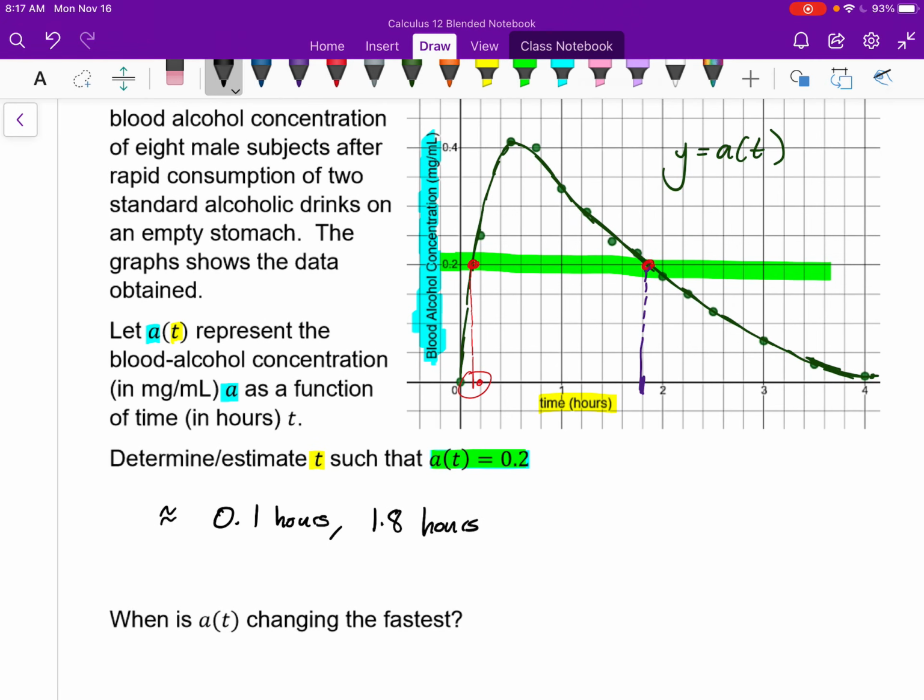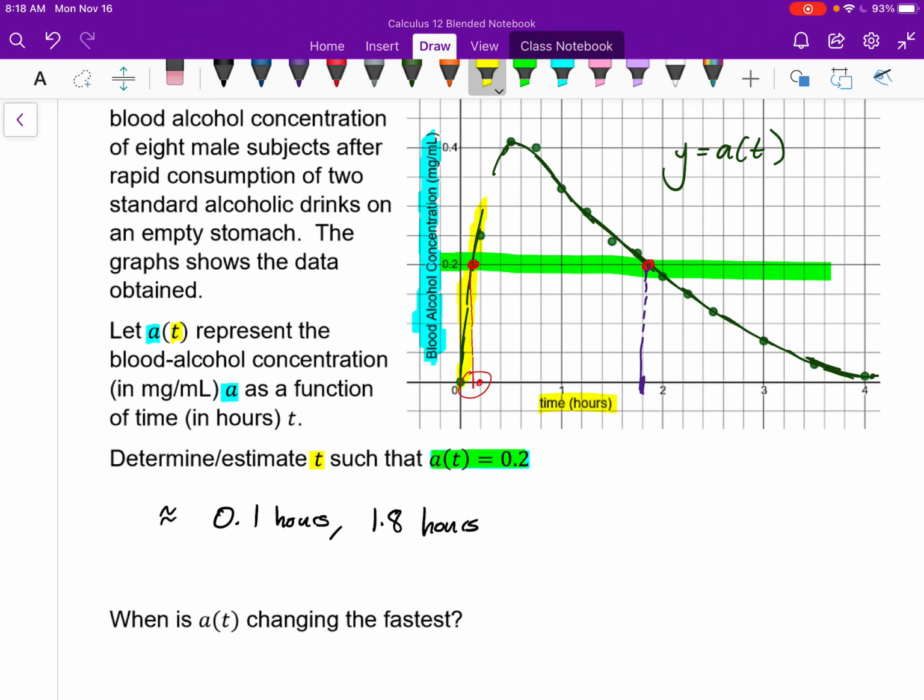I think here it's safe to say this is definitely changing the fastest at the beginning. That's when the line is the steepest. And so essentially, I'm going to focus on this interval from here to here. To be more detailed, I should probably even focus from here to here, that region before it starts flattening out a little bit. That's when the blood alcohol concentration is changing the most.